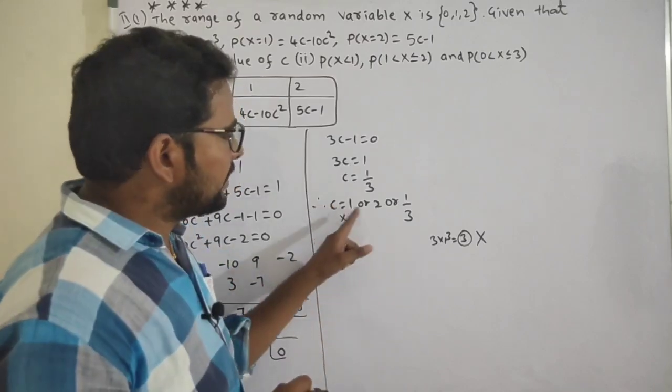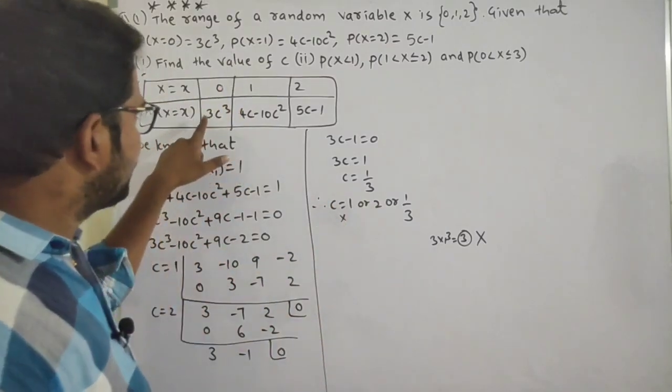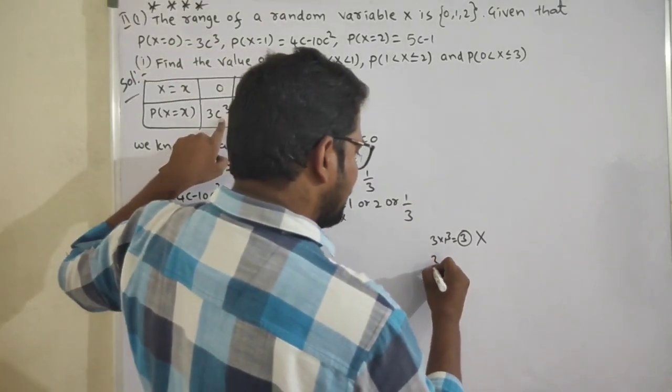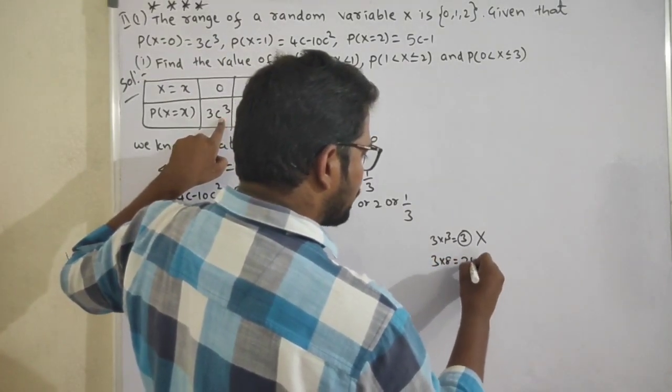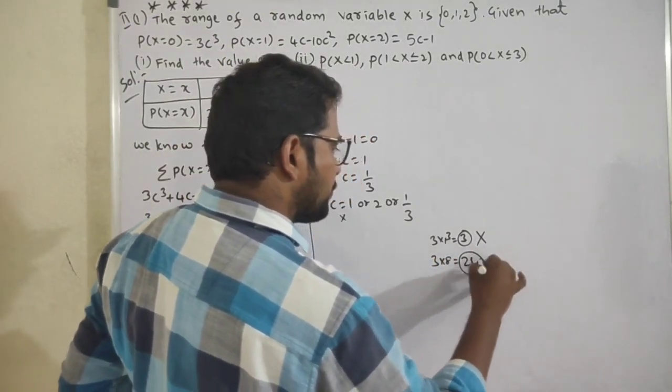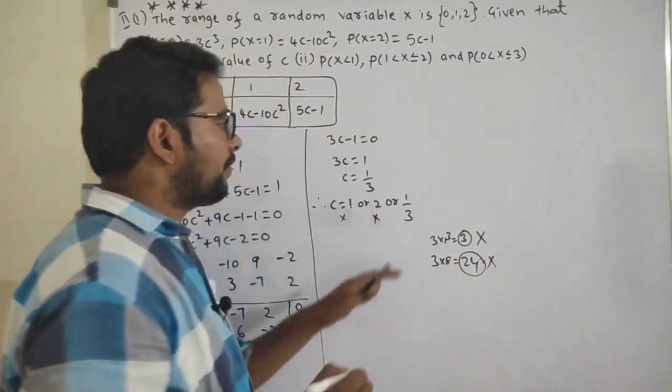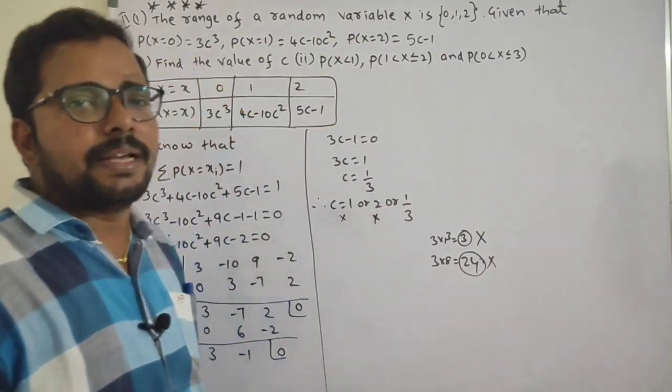Next, if you take c is equal to 2, what comes here? 3 into 2 power 3. 2 power 3 is 8, so 24 comes. Probability is 24. This is also not possible. c is equal to 2 is also not possible. So what is the c value? Therefore take c is equal to 1 by 3.